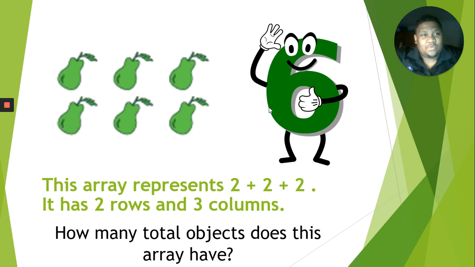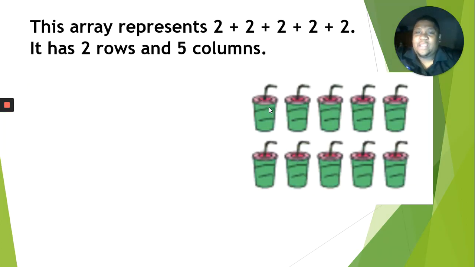Let's do one more. This array represents 2 plus 2 plus 2 plus 2 plus 2, and it has 2 rows and 5 columns. Right now, what I want you to do is take a moment to swipe your hand across the screen so that you can touch the rows. Do that now. Touch the 2 rows.